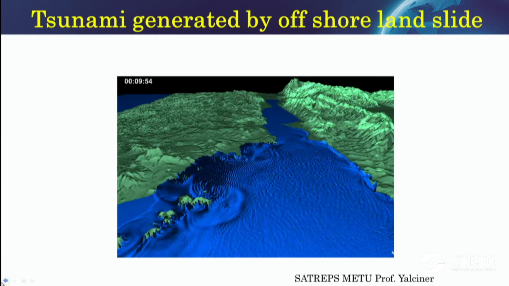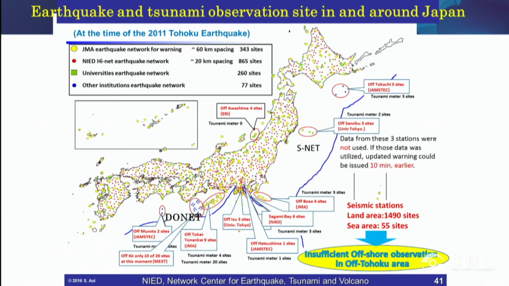Next slide. I'd like to show the Japanese real-time monitoring system. The inland networks, Hi-net and K-NET, are already deployed around here. Now, after the Tohoku earthquake, S-net is around here. And before the Tohoku earthquake, DONET was already deployed here.